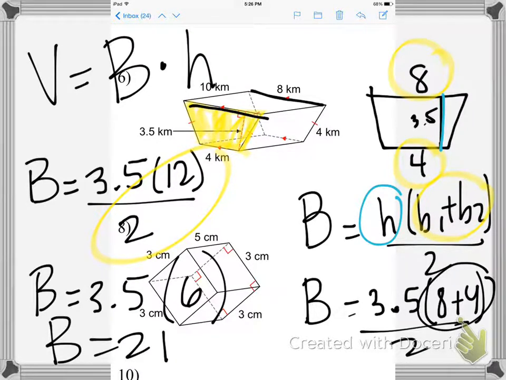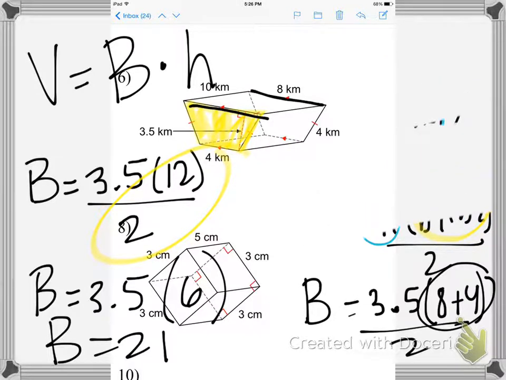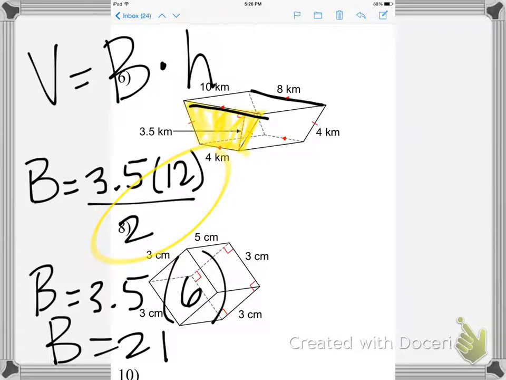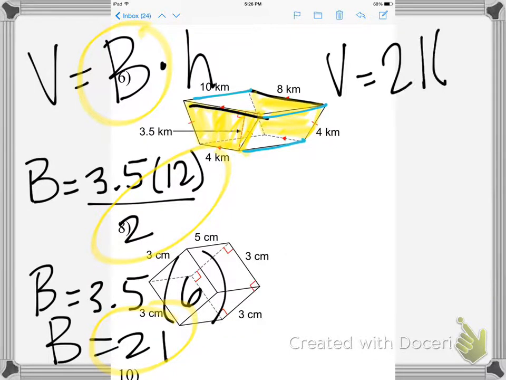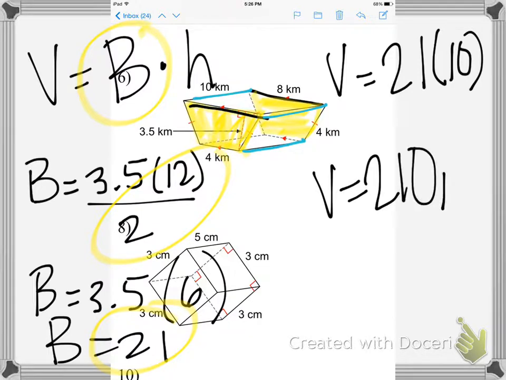And then we just need the height of our, let me erase, give me some space here. We need the height of our trapezoid prism here. So this is going to go here, and then the height, if you look over here, this is our other base. So the height connects them. So all of these are our height. So volume equals 21 times 10. Volume equals 210 kilometers cubed.